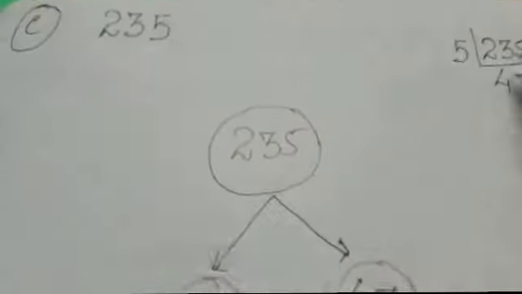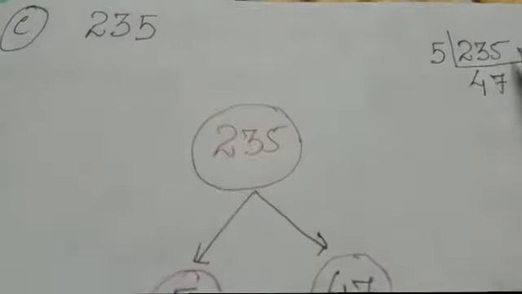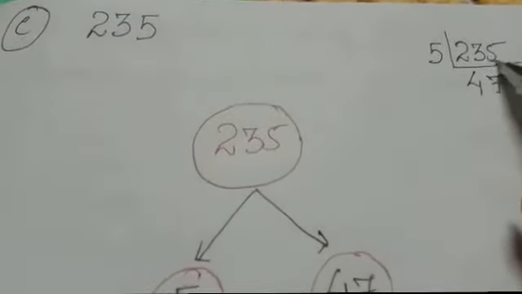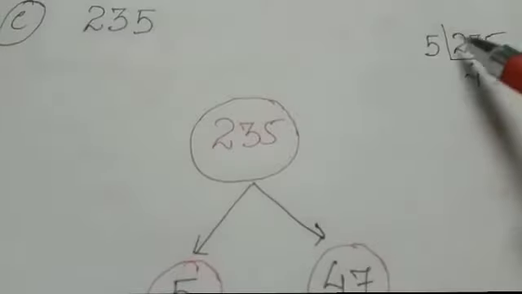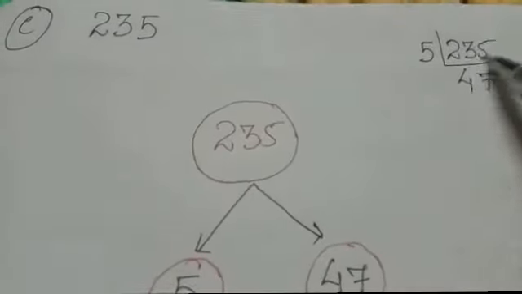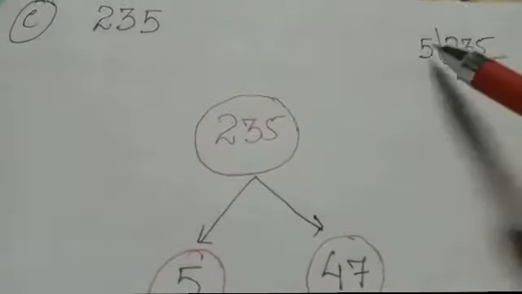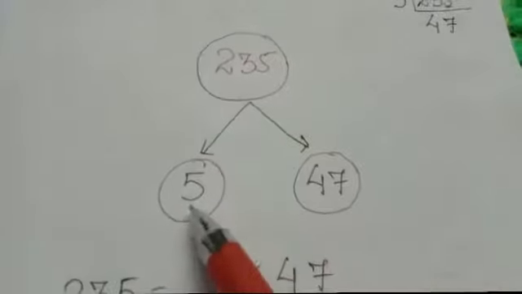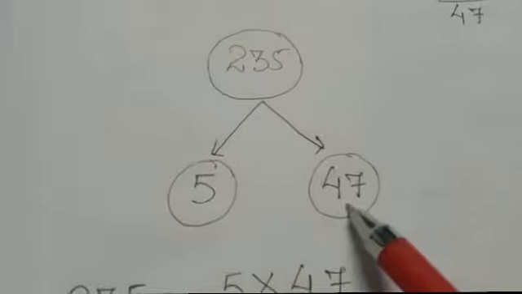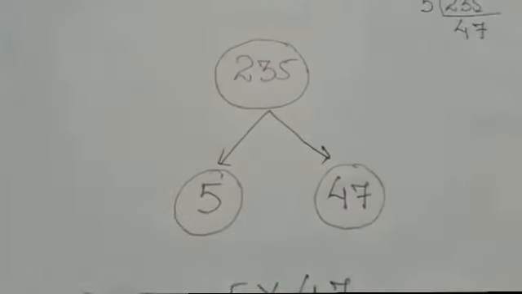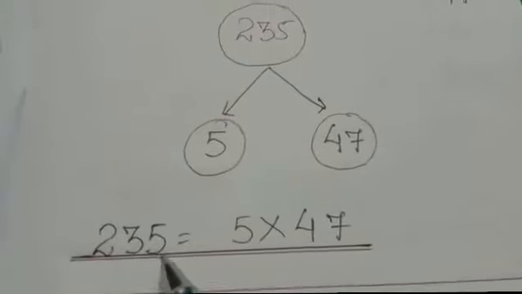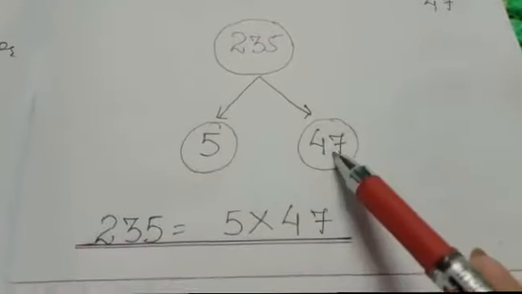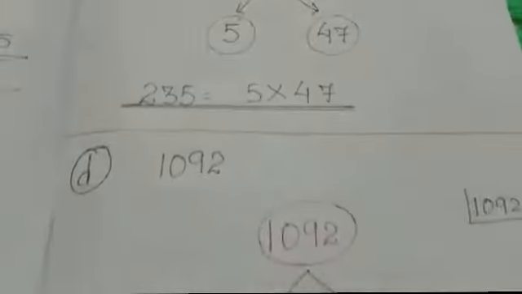Question number C, 235. First here we will find the factor of 235. See, the last digit is 5, so it will be divisible by 5. 5 4s are 20. Then 35, 5 7s are 35. So 5 into 47 is 235. Now 5 is a prime number as well as 47 is also a prime number. So we cannot proceed. So answer is 235 is equal to 5 into 47.